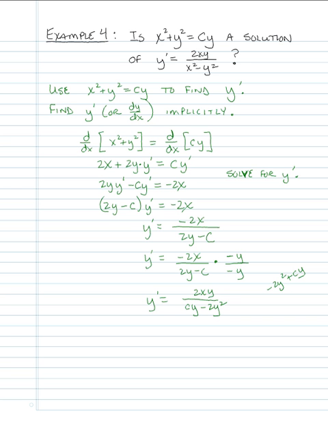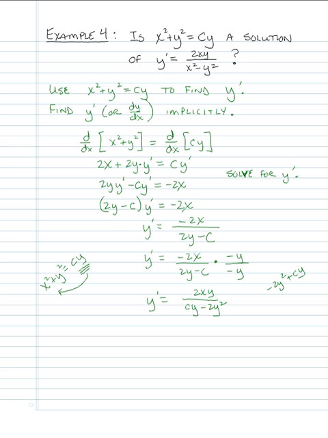Now, here's something that's important to notice, and again, it's a little bit tricky here. If you look at our proposed solution, our proposed solution says x squared plus y squared is equal to cy. So if that is in fact our solution, cy is the same as x squared plus y squared.